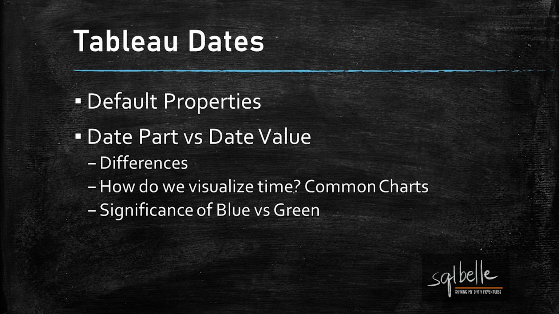Sometimes, date parts and date values are often confused with being blue pills or green pills, or what we call discrete or continuous pills. But there's more to it than that. We will unpack the differences between these two, especially how these can affect the kinds of calculations and charts we can create. I'll see you in a bit.